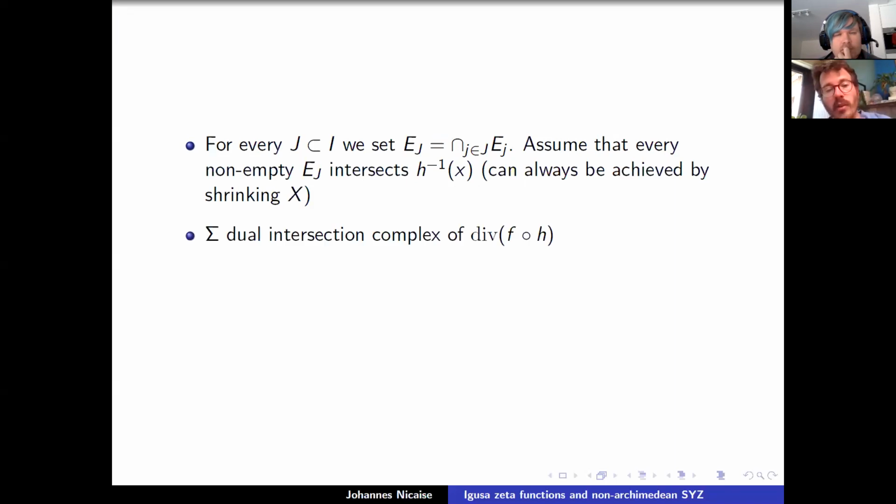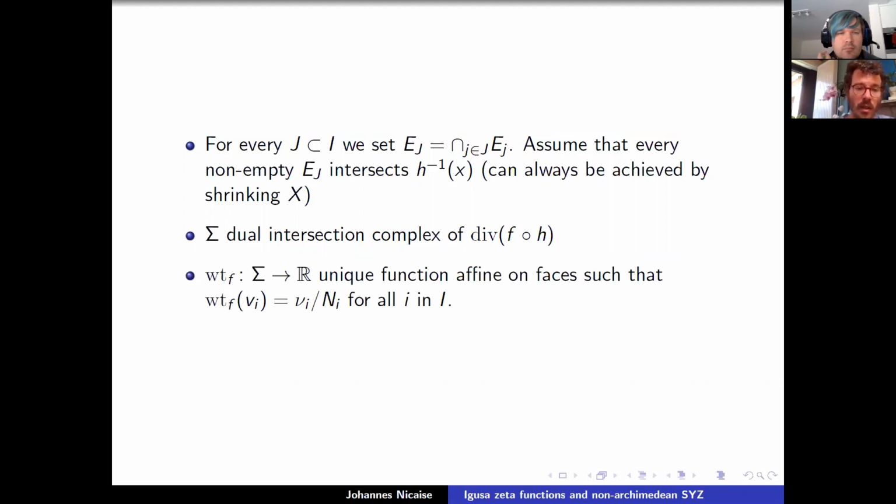Then we define a dual intersection complex Sigma of our divisor of F composed with h as before. And we can also define a weight function in exactly the same way as before. So this is a real valued function on the dual intersection complex, which is affine on all faces and such that the weight at a vertex v_i is equal to nu_i divided by N_i. So the vertices of this complex correspond to the irreducible components E_i. So v_i is the notation for the vertex corresponding to the component E_i. And then this component has numerical data, N_i and nu_i, which we use to define the weight function at the vertex.